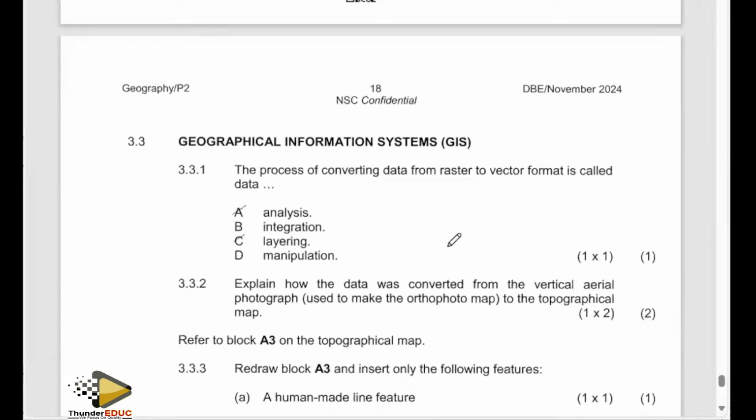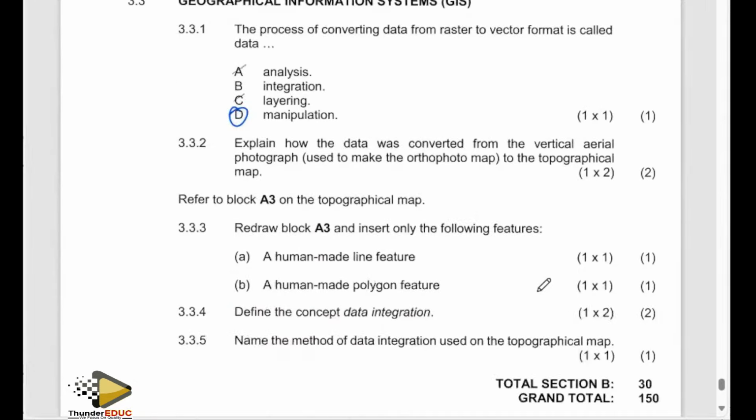The process of converting data from raster to vector format is called data dash. Is it data analysis or integration, layering, or manipulation? Right. Basically, the correct response there is data manipulation. When we're talking of converting or changing data, we are manipulating it. We change the data to suit the needs of the user. So basically, data manipulation becomes the correct response. Right. Moving on to the next question.